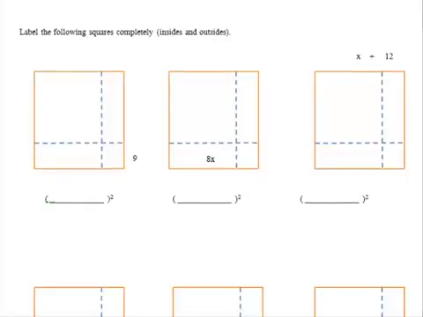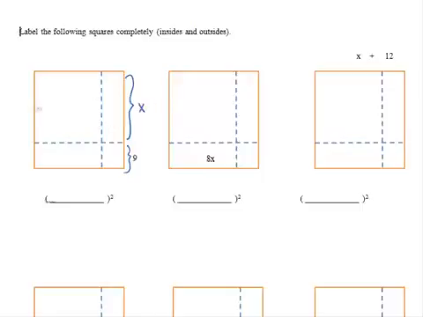Before we begin Chapter 10, we have to review something that we've seen before called completing the square. So we're going to start by looking at some squares here and then look at the algebra that goes along with it to help us get an idea for this. When we have a square, and we're going to call this length 9, and if you have an unknown length, we're going to call it x, we want to label the area inside of this larger square.